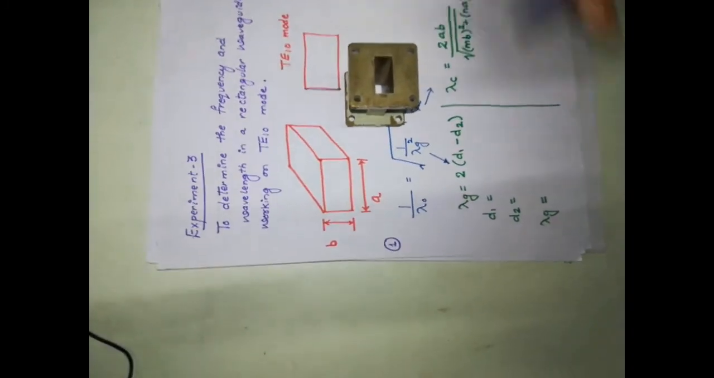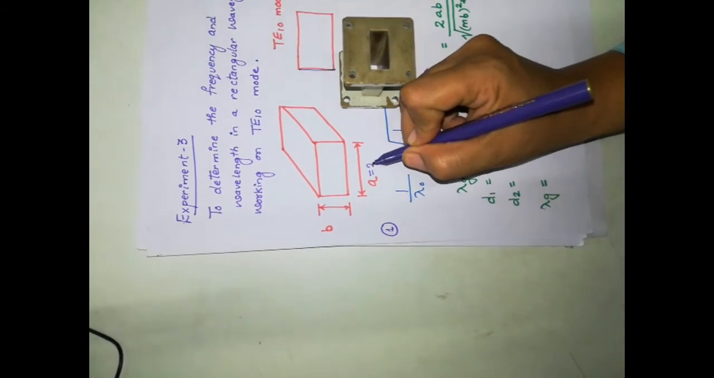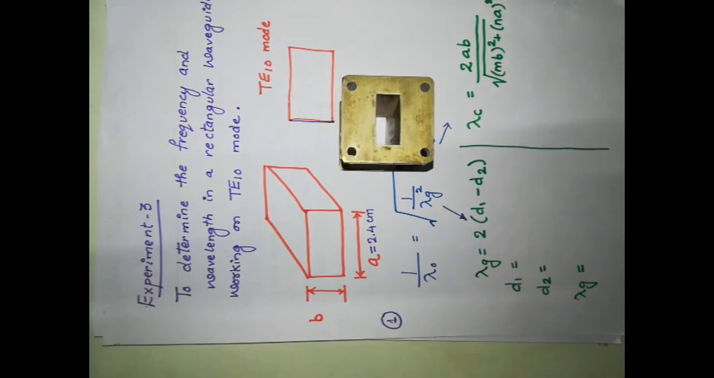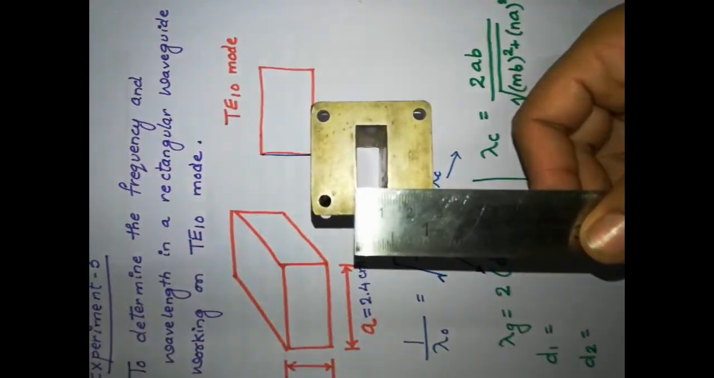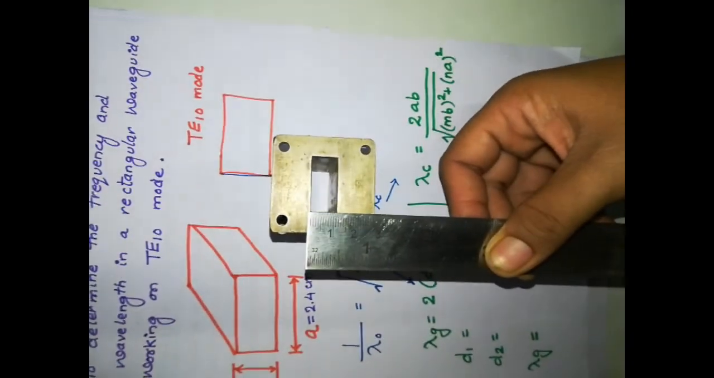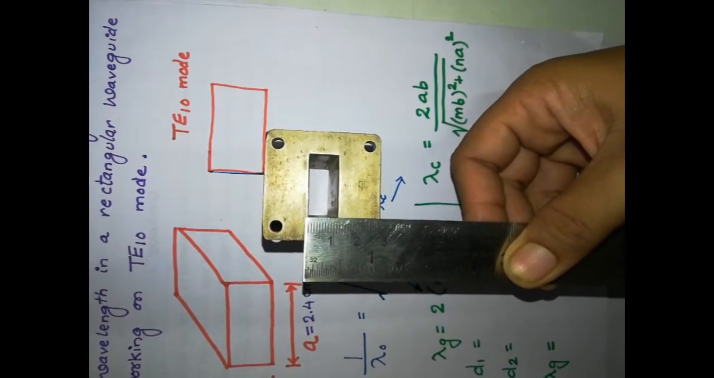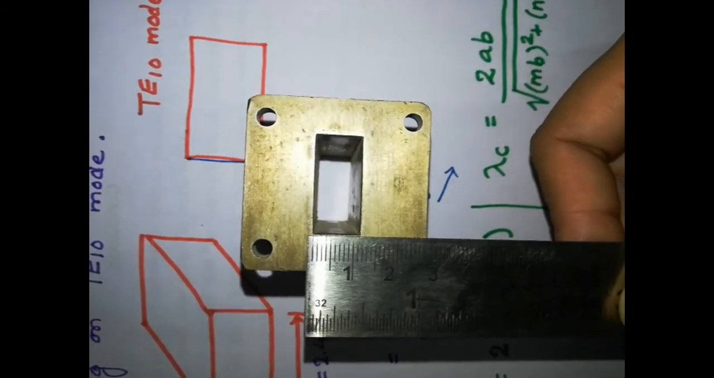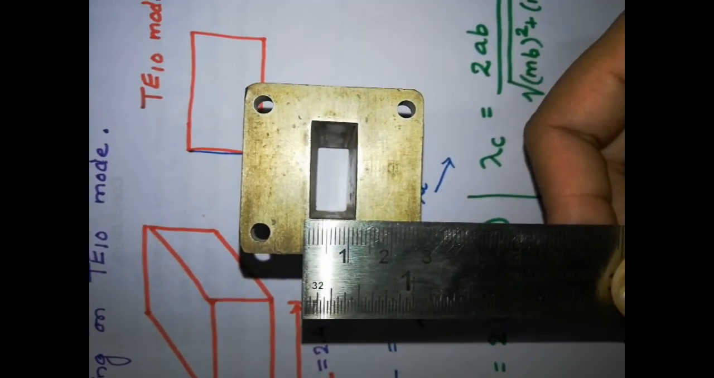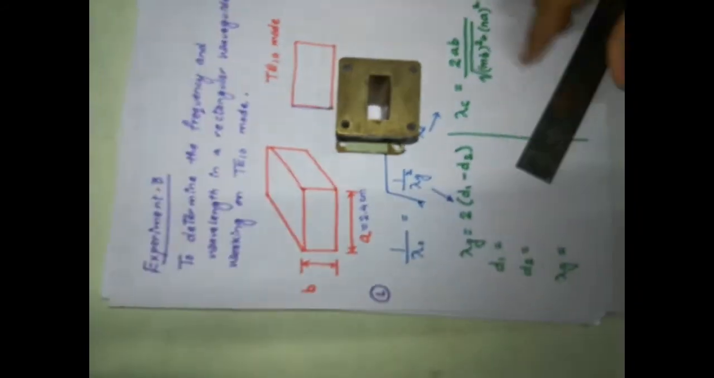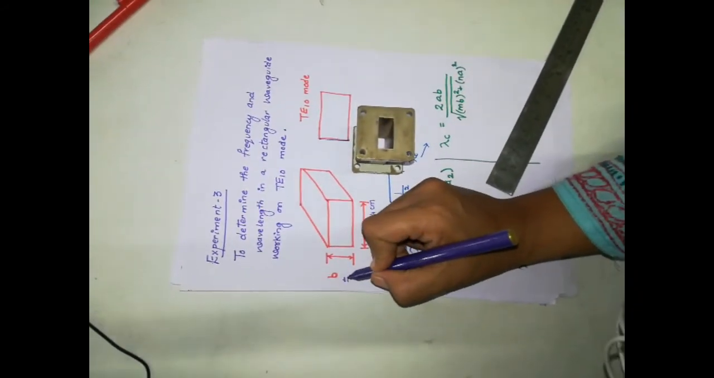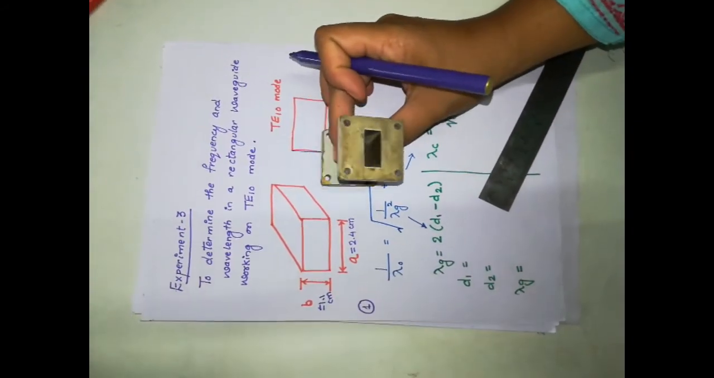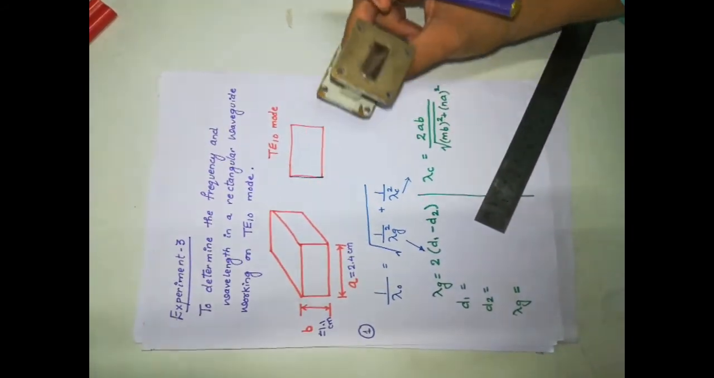The value for the broader dimension is 2.4 centimeter. Similarly, we will calculate the value for the narrower dimension. The value for that is 1.1 centimeter. So I am writing it over here as 1.1 centimeter. So this is the rectangular waveguide available in our laboratory.